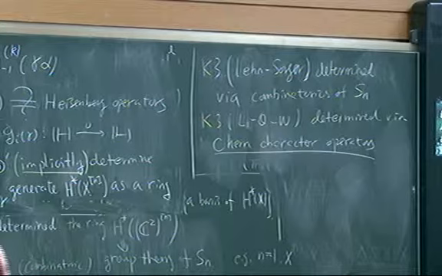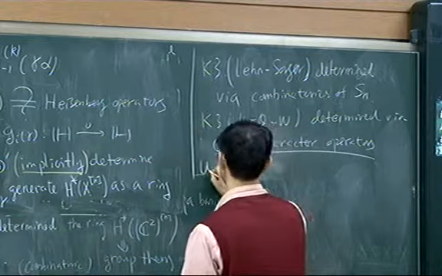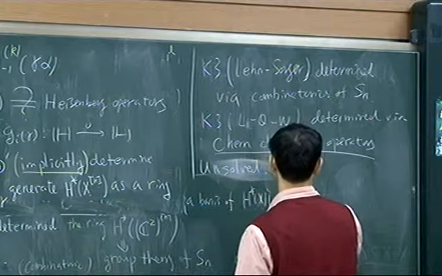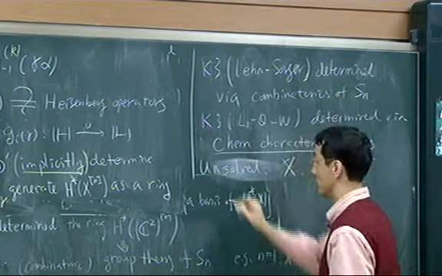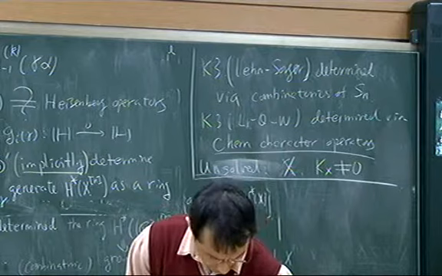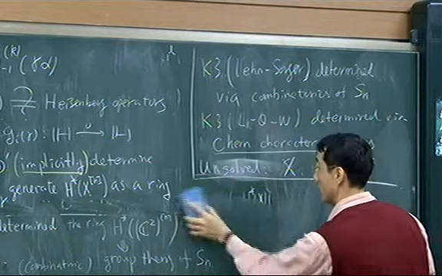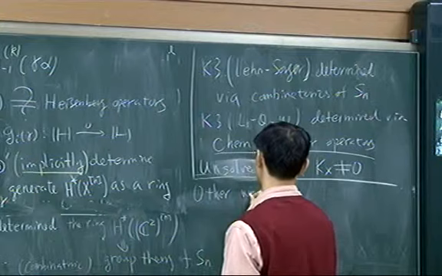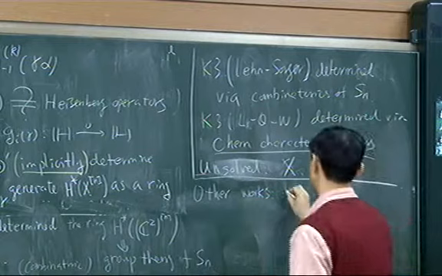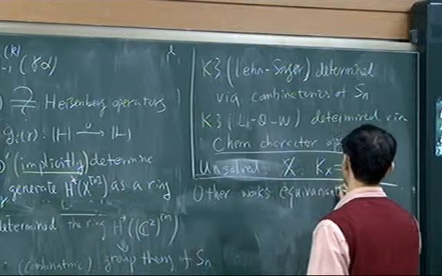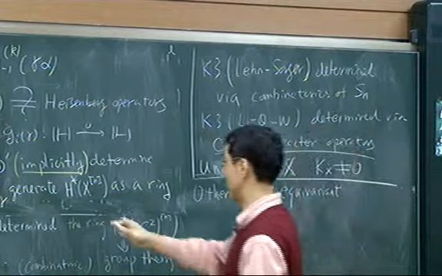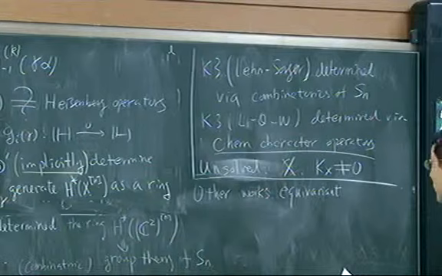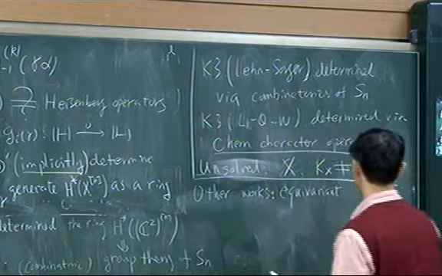Okay, so what is unsolved? Unsolved is for an arbitrary surface X where the Kankor class is not 0. So this is still unsolved. Unsolved means I don't have an explicit expression for Chen character operators, even though I said implicitly determined, I don't have an explicit formula. Other works related to this: one can always work on equivariant stuff. So other works, equivariant setup.